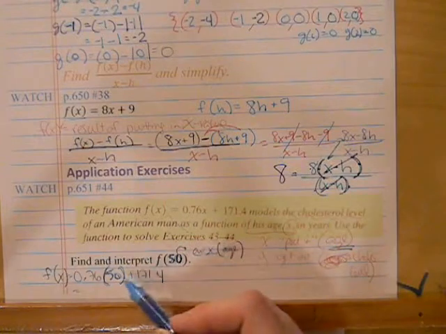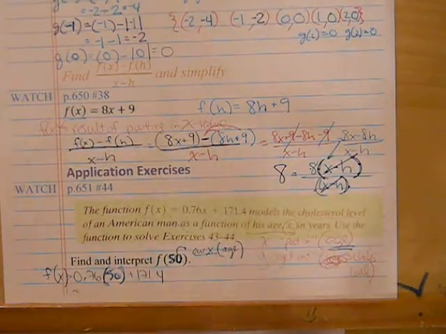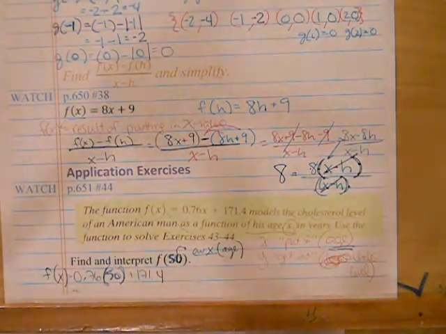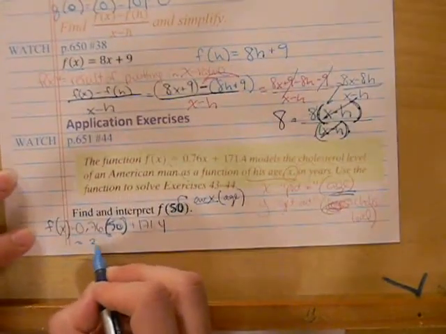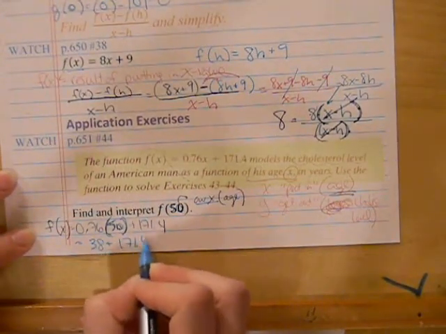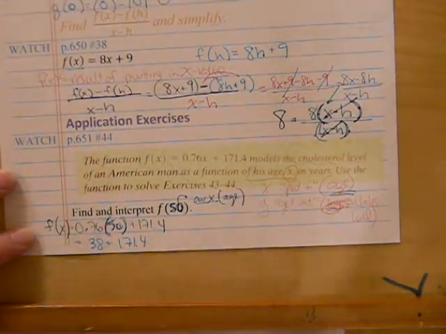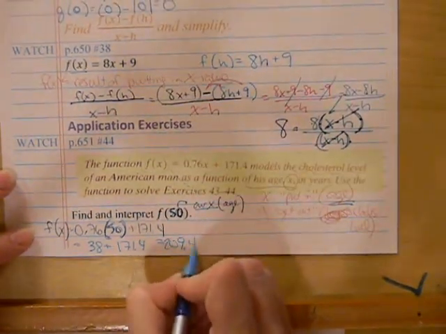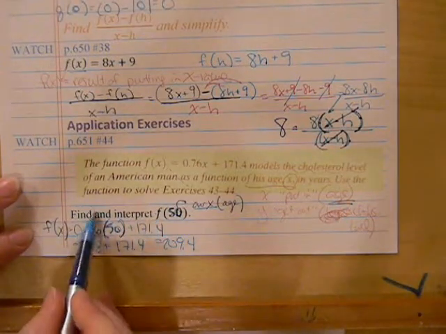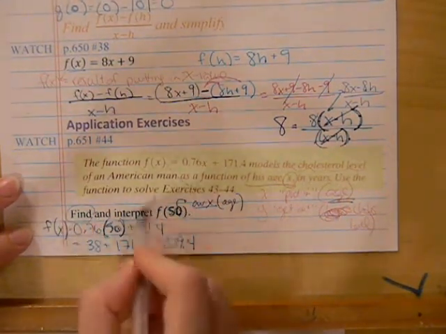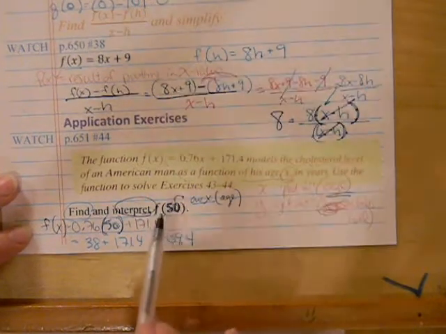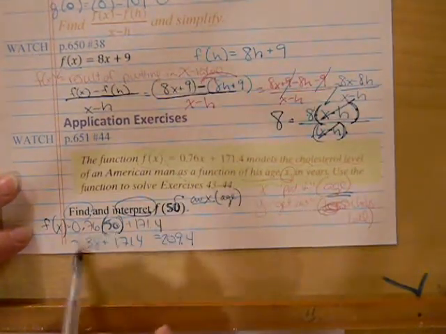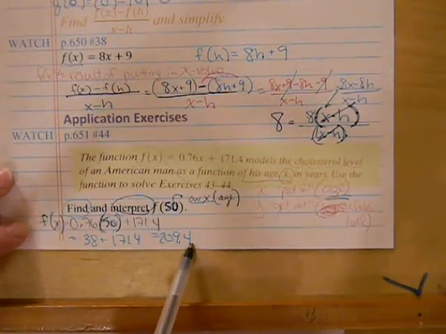Okay, so when you work that out, I'll go ahead and grab my calculator here. 0.76 times 50 gives you 38, plus 171.4 gives you 209.4. So find and interpret means you do the math and then you tell us what it means. So we did the math, putting 50 into our function and getting an answer, 209.4.